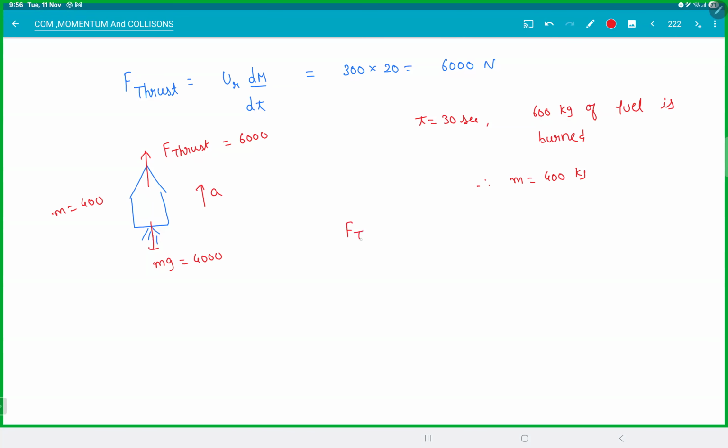So you're done. F thrust minus small mg is equal to small ma. This will be 6,000 minus 4,000 is equal to 400 into A. So A will be 2000 by 400. That is 5 meters per second squared. Check.